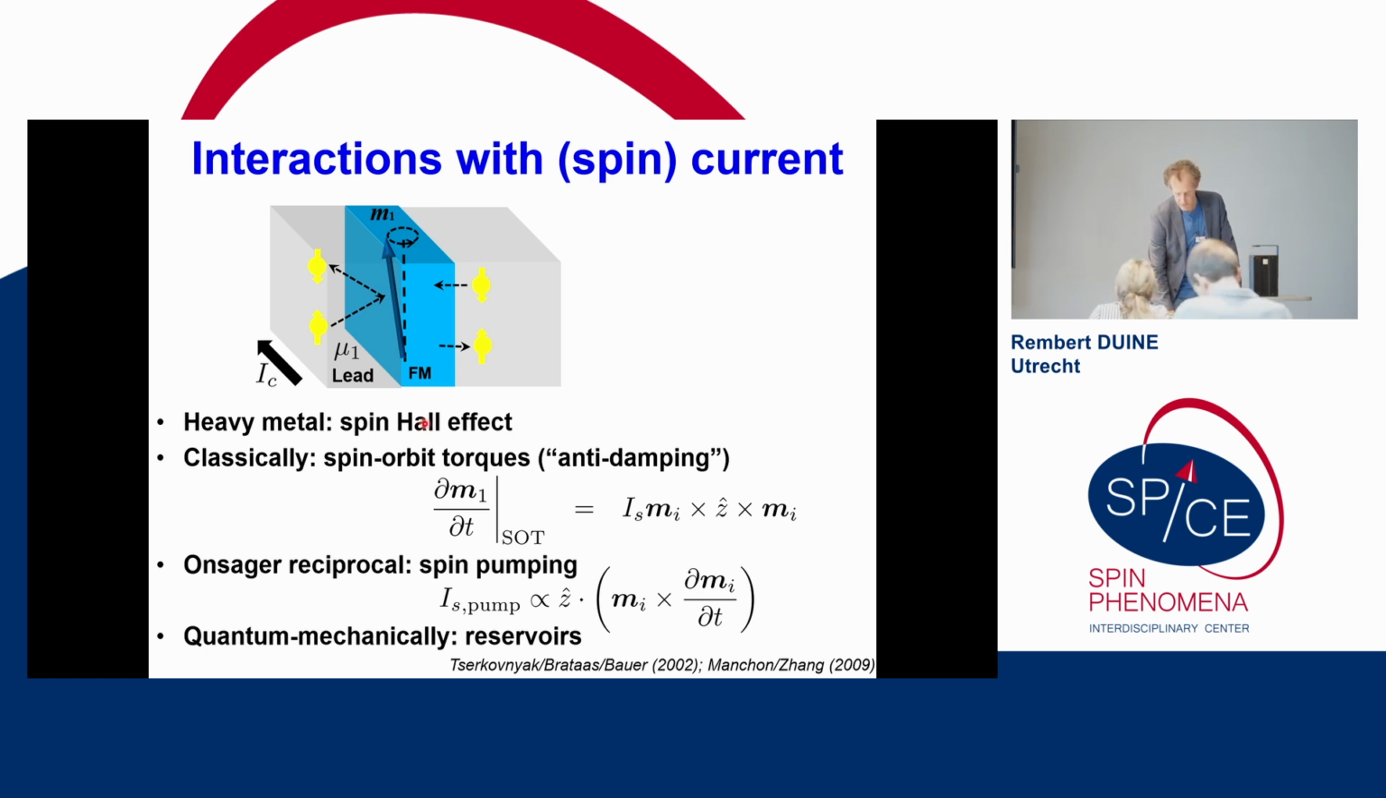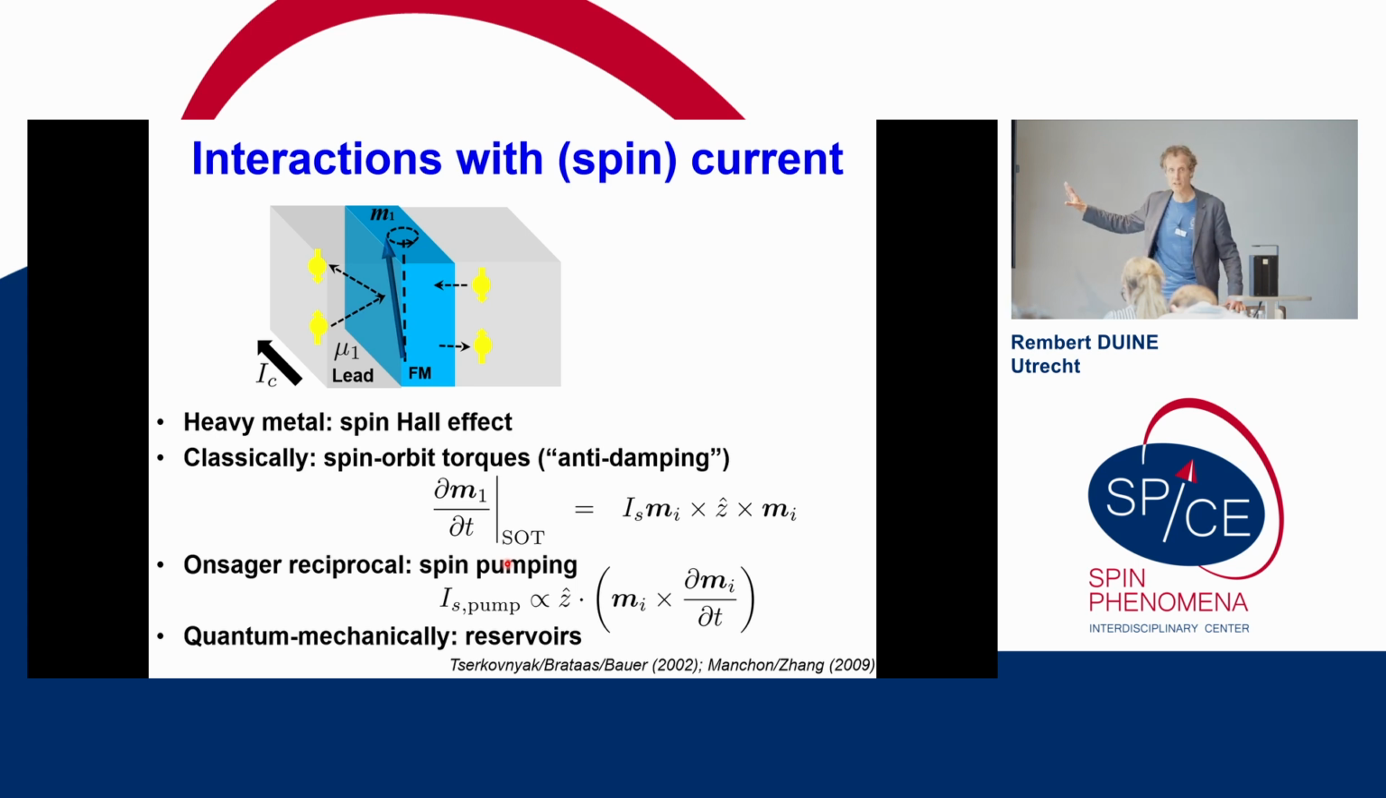Now the reciprocal of this is that this magnet which is precessing can also emit spin current via a process that's classically called spin pumping. So that leads to a current that's pumped. In this case, I've drawn it on the right. If this magnet is precessing, it will pump a spin current into the adjacent normal metal. The spin current is of this form. And this is basically the reverse process of the spin-orbit torque, the reciprocal process of the spin-orbit torque.